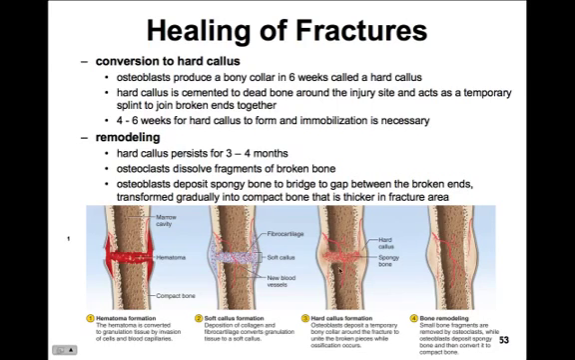After the hard callus is in place, we can work on bone remodeling. The hard callus will be there for about 3 to 4 months in all before the bone is remodeled. But osteoclasts are going to dissolve fragments of broken and dead bone, and osteoblasts will deposit more spongy bone to bridge the gap between the broken ends. This spongy bone will then be transformed gradually into compact bone that's slightly thicker than the fracture area. So in truth, breaking a bone and allowing it to heal makes it stronger in the region of the break.